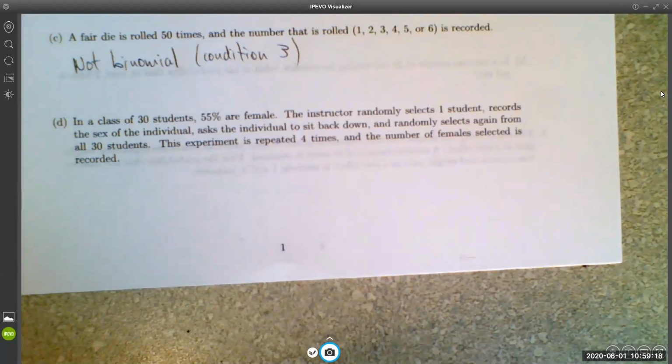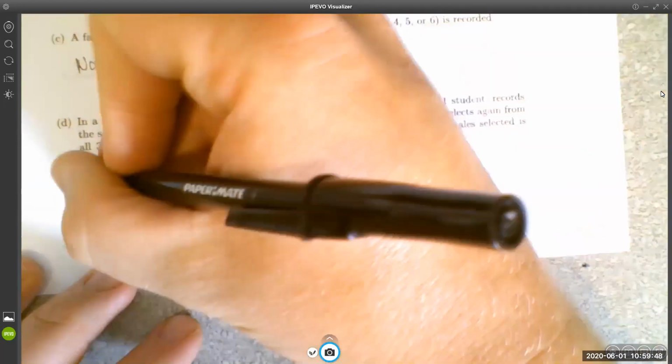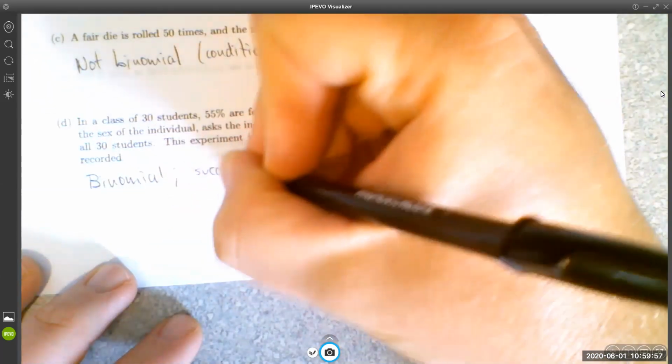Part D. In a class of 30 students, 55% are female. The instructor randomly selects one student, records the sex of the individual, asks the individual to sit back down, and randomly selects again from all 30 students. This experiment is repeated 4 times, and the number of females selected is recorded. So this one is binomial for sure. Success in this case is selecting a female student.